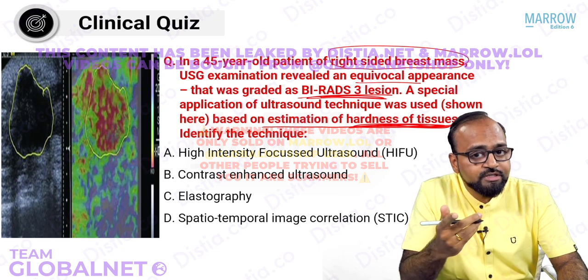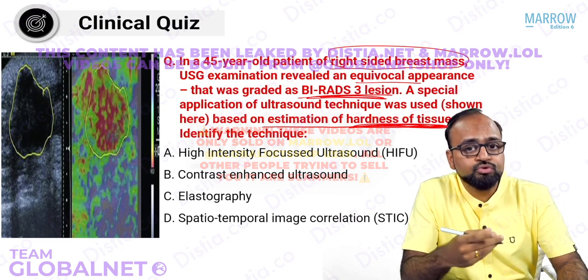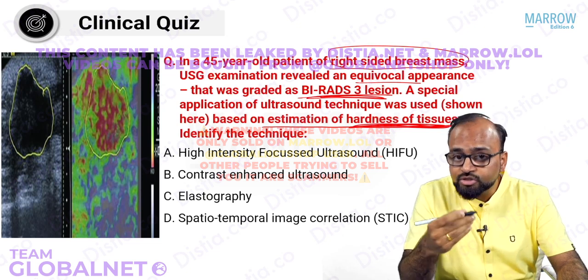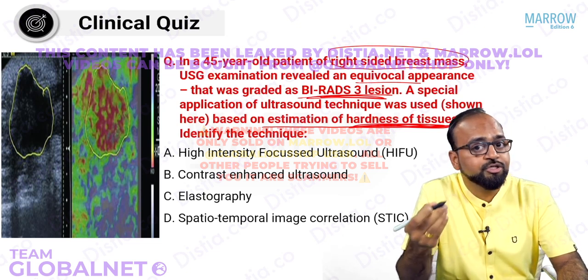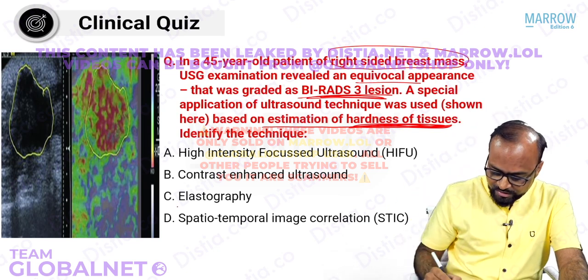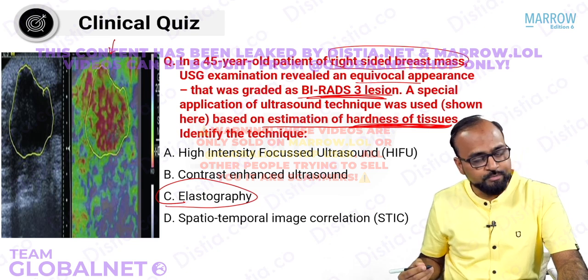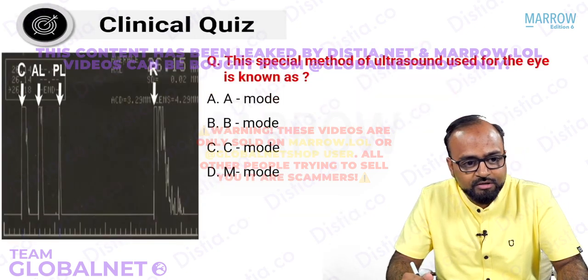But also one of the recent applications is the use of ultrasound to estimate the hardness or elasticity of the tissue. This is called ultrasound-based elastography. This is actually an elastogram image. We'll discuss this in some more detail as we go ahead.